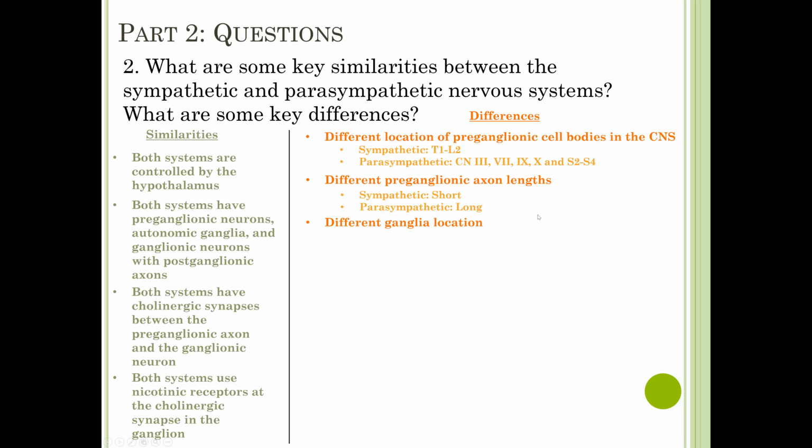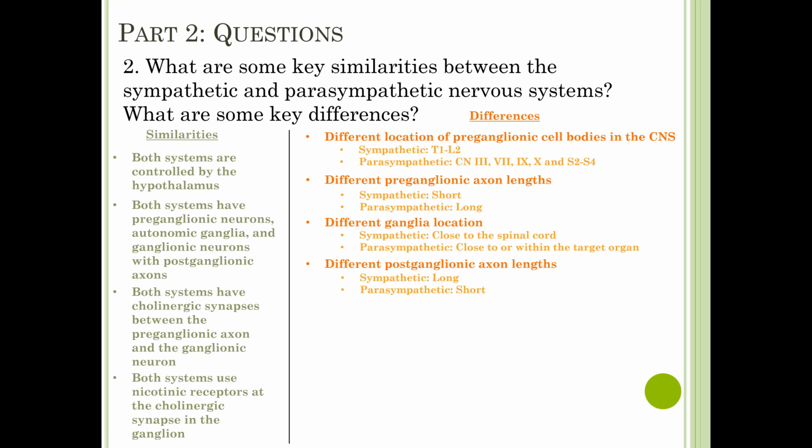They also have different ganglia locations. In the sympathetic division, the ganglia are close to the spinal cord, that is the chain ganglia and the collateral ganglia. In the parasympathetic division, the ganglia are close to or within the target organ, and that is the terminal ganglia and the intramural ganglia. They also have different postganglionic axon lengths. In the sympathetic division, the postganglionic axon is long, and in the parasympathetic division, the postganglionic axon is short, so opposite to the preganglionic axons.